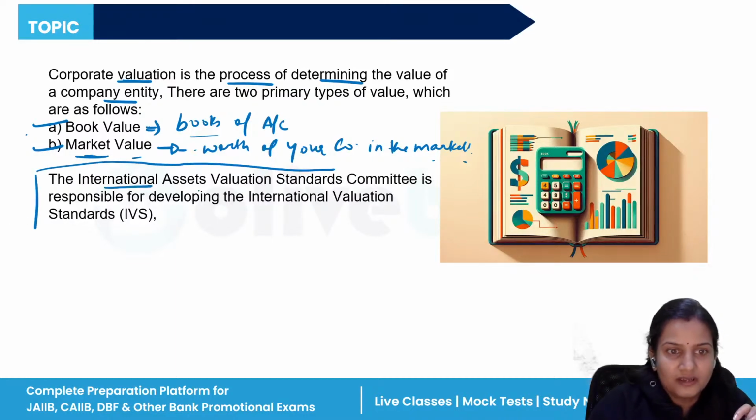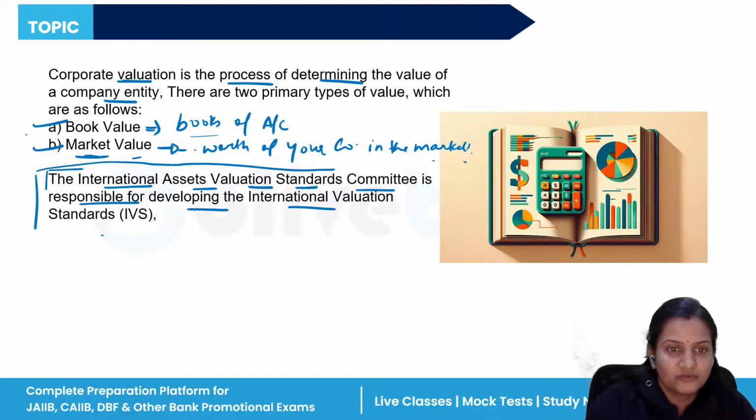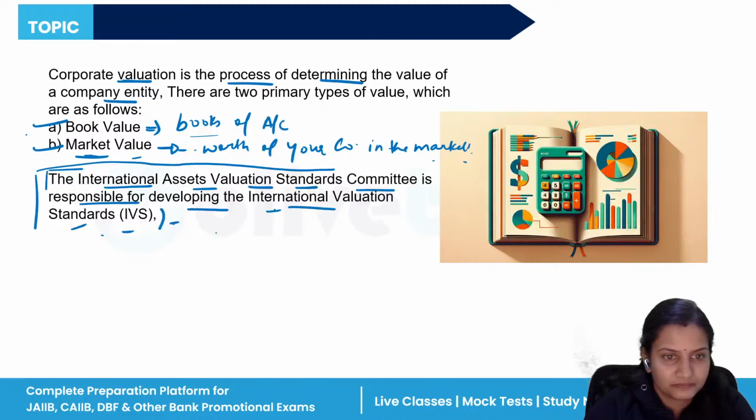Now, this particular statement is very important. The International Assets Valuation Standard Committee is responsible for developing the international valuation standards. This particular committee is located in another country, not in India. We have to follow the standards on the basis of this committee, and it is responsible for developing all the international valuation standards. That is IVS. So this particular statement is very, very important from the examination point of view.